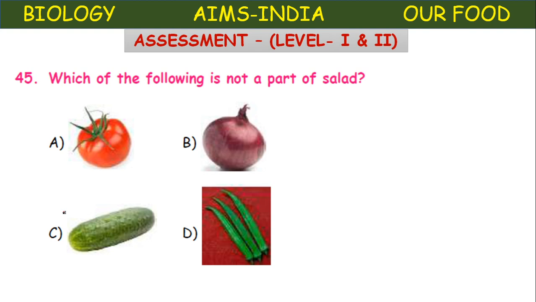Which of the following is not a part of salad? Tomato, onion, cucumber and okra. It is the okra which is not a part of green salad.